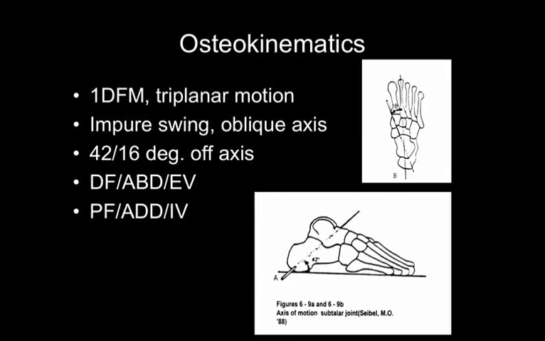It is an impure swing about an oblique axis, which is 42 degrees off of the ground and 16 degrees off of the midline of the foot. The combined triplanar motions are with eversion, a small amount of dorsiflexion and abduction, and with inversion we get a small amount of plantar flexion and adduction.